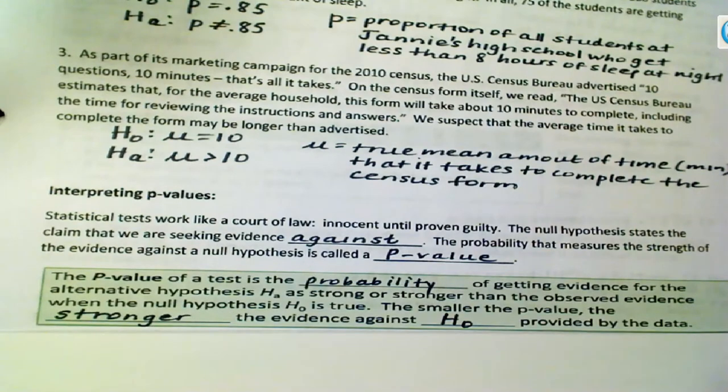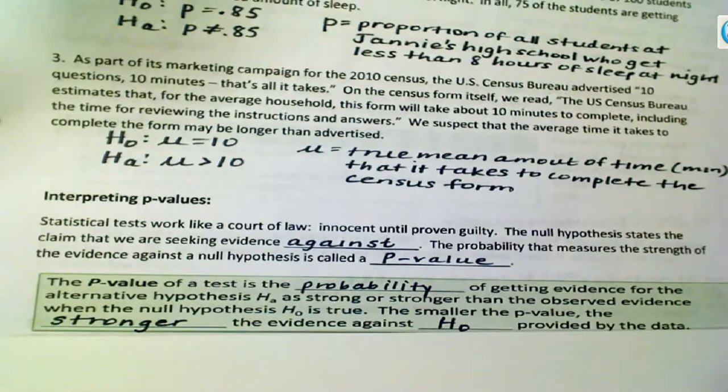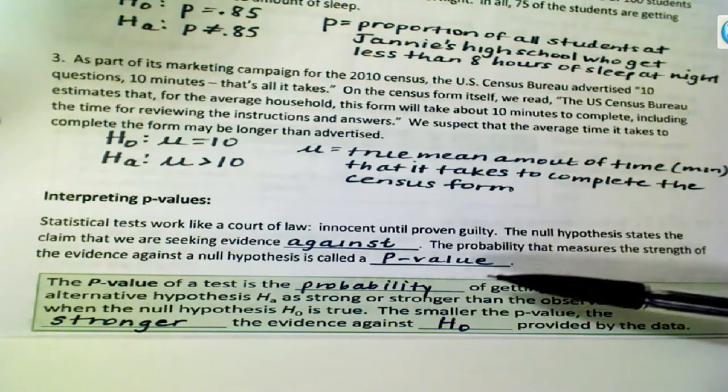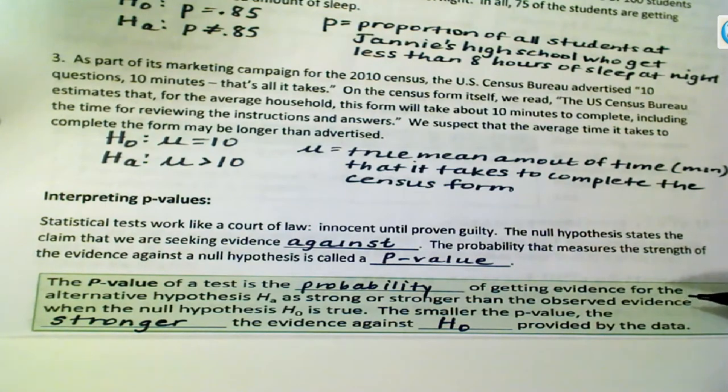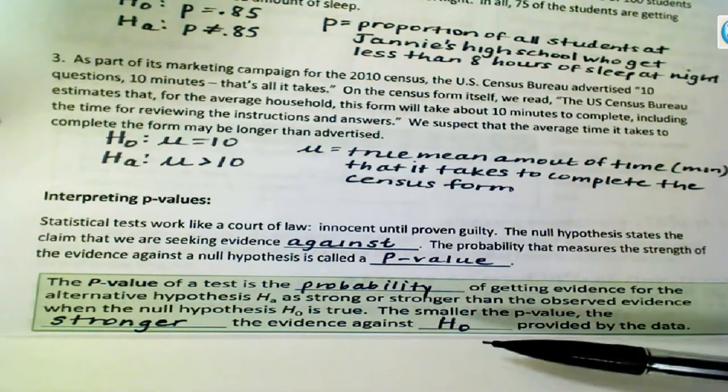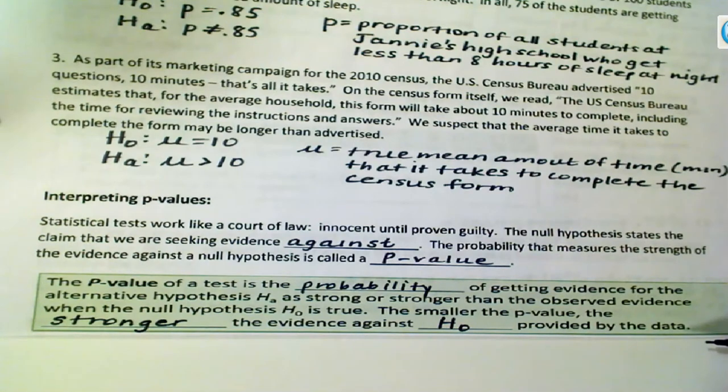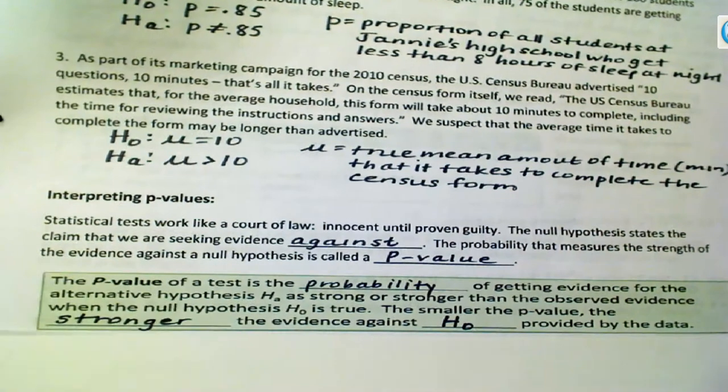So I kind of stated what it was, and here's the true definition as the book writes it. The p-value of a test is the probability of getting evidence for the alternative hypothesis as strong or stronger than the observed evidence when the null hypothesis is true. The smaller the p-value, the stronger the evidence against the null hypothesis provided by the data. Okay? So we're going to talk about that. I'm going to give you some p-values and we're going to talk about what we would do with them.